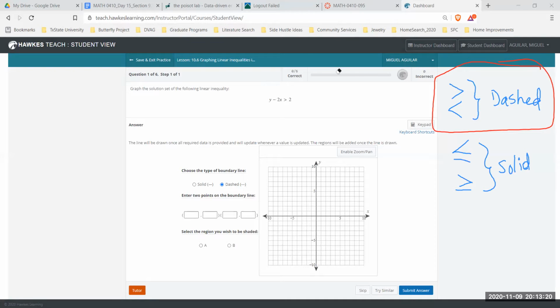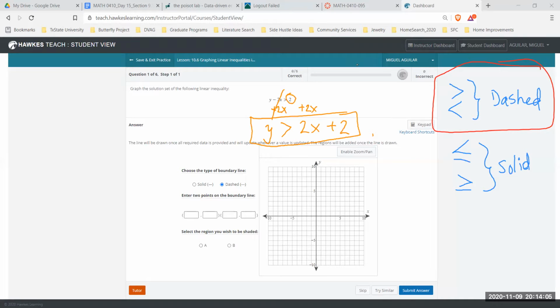Now we can go ahead and put this thing into slope-intercept form by just manipulating it to get the y by itself. So if I wanted to get the y by itself, I could add the 2x over to the other side of the inequality so that these cancel out, and I'll get y is greater than 2x, and then I have this positive 2, so it's going to be plus 2. And that's in slope-intercept form. Does anybody have any questions about that part? Okay.